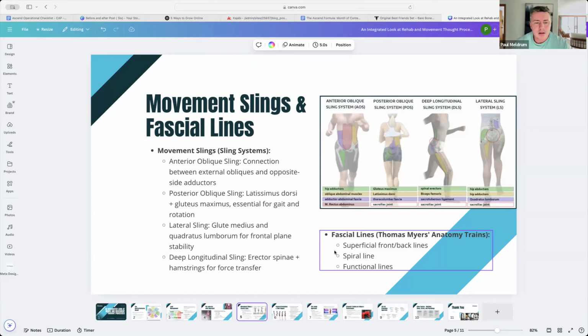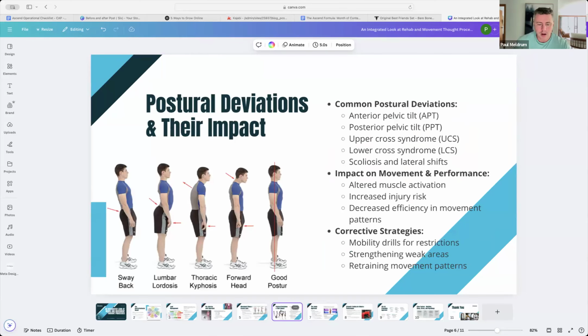So for the movement slings, we've got the external oblique sling, which is the external obliques and opposite side adductors. We've got the posterior oblique sling, that's the lat dorsi and glute max with the thoracolumbar fascia. We have the lateral sling, the glute med and quadratus lumborum, and the deep longitudinal sling, along with the fascial trains. We've gone through stuff on how to train these in previous seminars. I would look at these secondly after the joint by joint. So does the client have some obvious deviations in how they walk or how they move? And can we train that? Now from here, we're going to smash through it and finish it off strong.